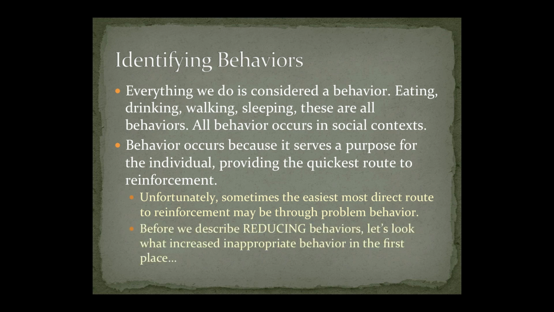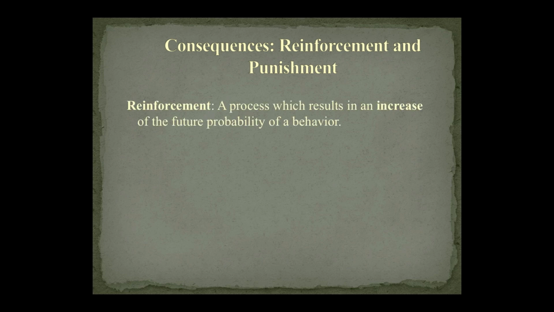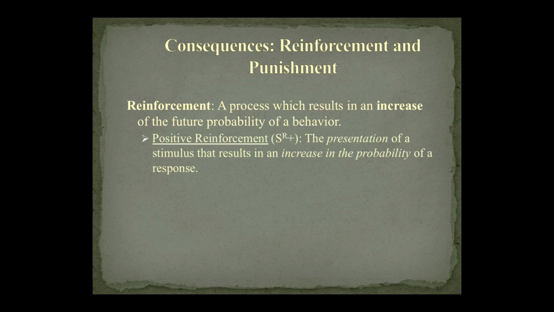Before we describe reducing behaviors, let's look at what increased inappropriate behavior in the first place. Consequences, reinforcement, and punishment. Reinforcement. Reinforcement is a process which results in an increase of the future probability of a behavior. Positive reinforcement and negative reinforcement. Positive reinforcement: the presentation of a stimulus that results in an increase in the probability of a response. So we're presenting something to increase the likelihood of behavior.